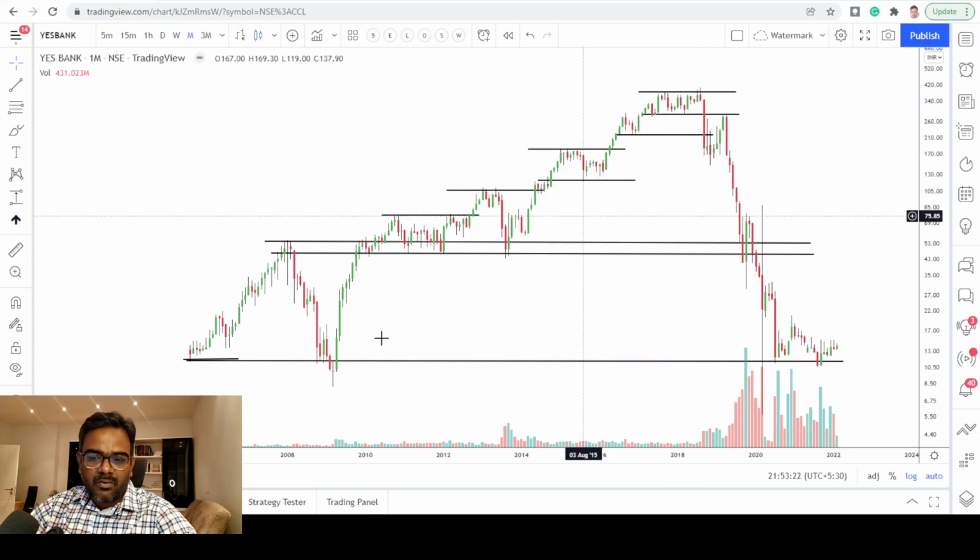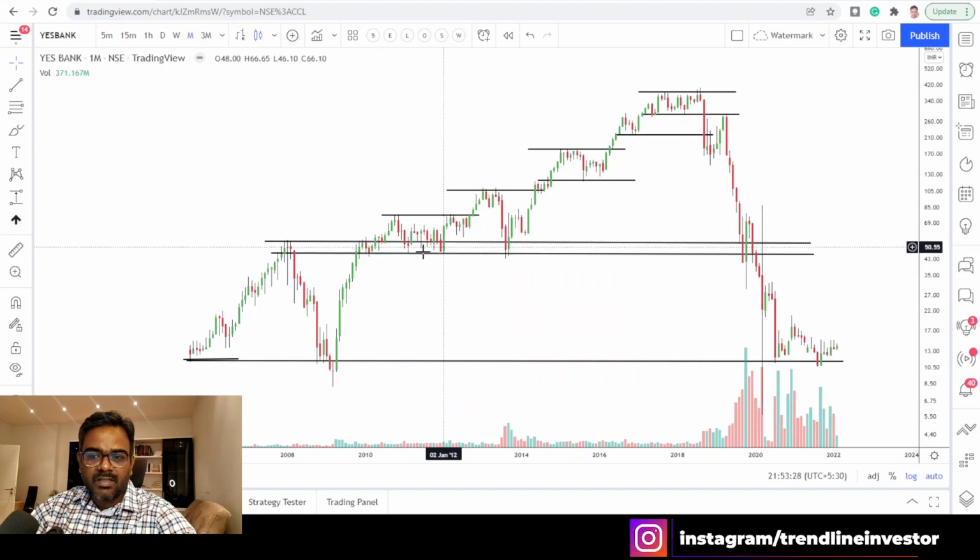Now, what do I mean by higher low? A higher low is nothing but this low over here being higher than this low, right? So every time you see the point of low increases, and that's how you form a trend.